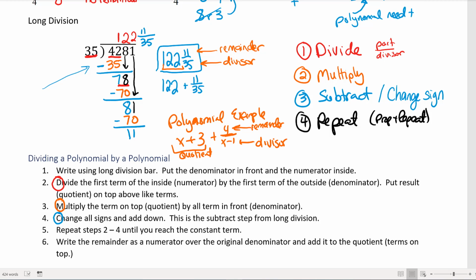And then our fifth step was repeat steps 2 through 4, which is that same repeat step that we had earlier. And then lastly is write the remainder as a numerator over the original denominator and add it to the quotient on top. So that was like the last step would be 122 and 11/35. So just how to finish it out. So I want to emphasize steps 2 through 5.